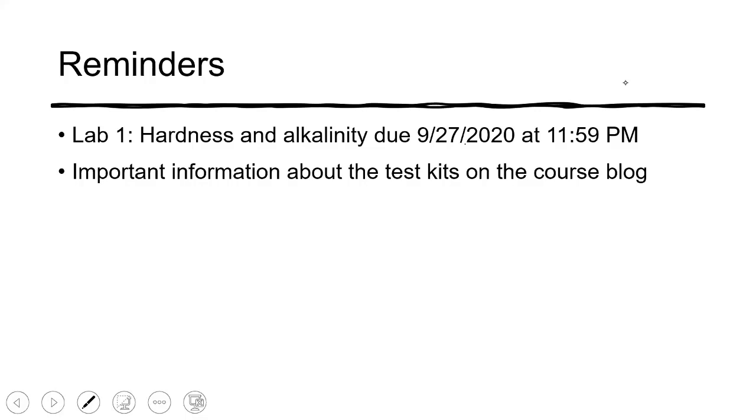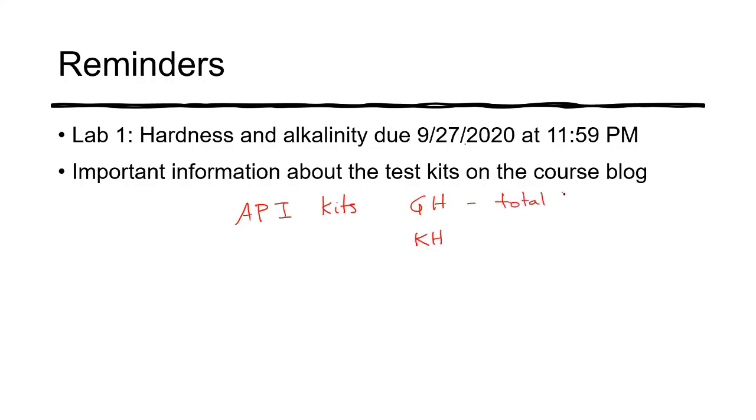And then I've provided some important information about the test kits. This is information from the manufacturers, and it's all on the course blog. You'll note that there is some correspondence between me and technical support. One of the things that I learned, and this is interesting, is that for the API kits, the one for GH and KH, the KH is in fact total hardness.